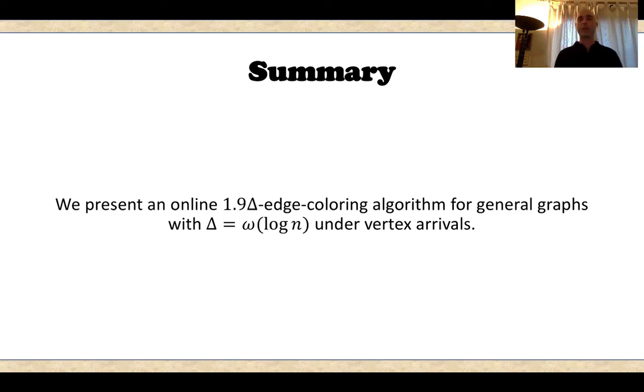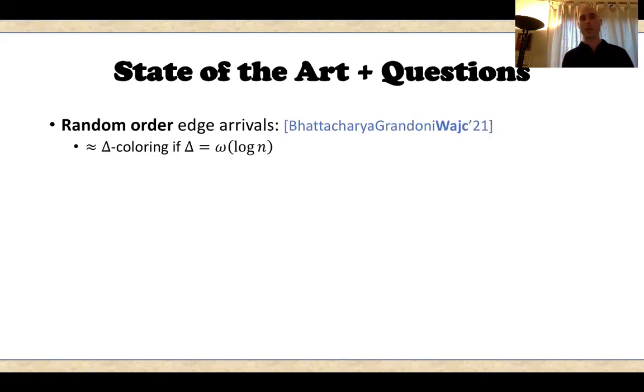Now, this is by no means the end of the story for online edge coloring. Let me briefly revisit the results known in this space and point out some natural open questions. So as I mentioned before, for random order edge arrivals, we've essentially gotten the best we could hope to get, a roughly delta coloring for any superlogarithmic maximum degree. The natural question, or maybe the holy grail of this line of work, is getting rid of this assumption of random order arrivals. So can we show any positive results under adversarial edge arrivals, or is greedy the best you can hope for under edge arrivals?